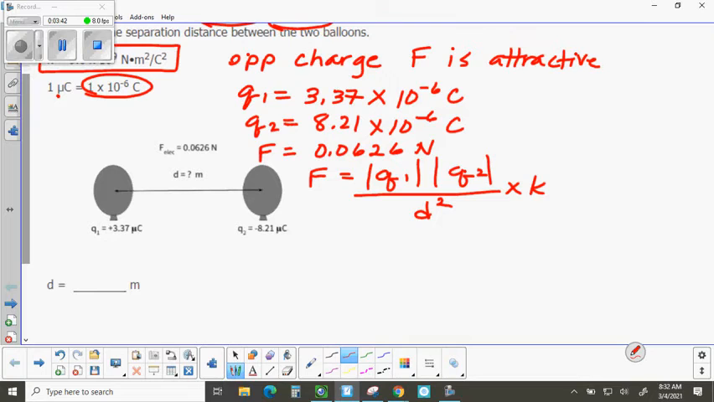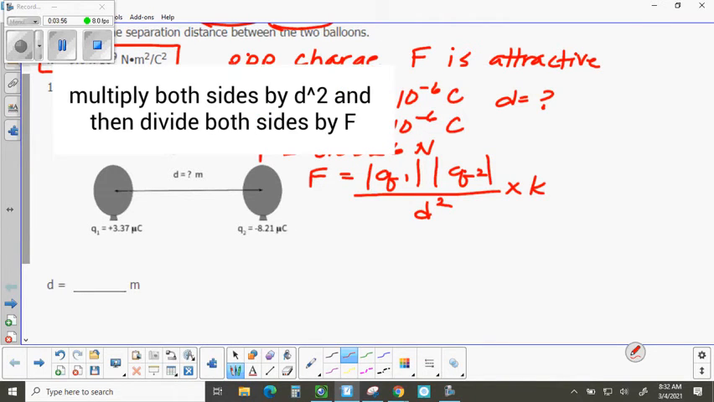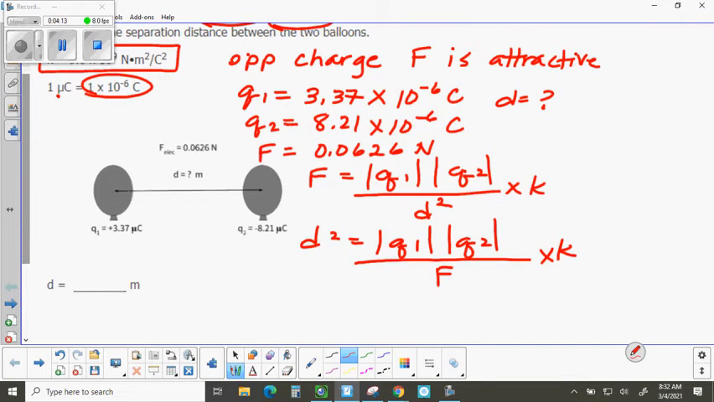All right, so if we start, we're being asked for the distance. And so D is what we're solving for. So I'm just going to quickly rearrange the equation, and I know that D squared is going to be the absolute value of Q1 times the absolute value of Q2 divided by the force times the constant. So if I want to know D, then I'm going to find the square root of both sides.